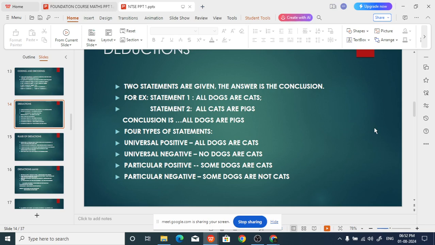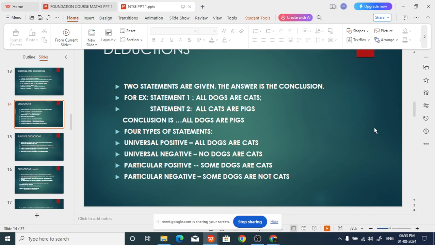But this is the very simplest form. Suppose it is like this: some dogs are not cats, all cats are pigs. I am going to give you two statements. Statement 1 is some dogs are not cats. Statement 2, all cats are pigs. Then how do you arrive at the conclusion? You should not use common sense here. If you use common sense, you may go wrong.